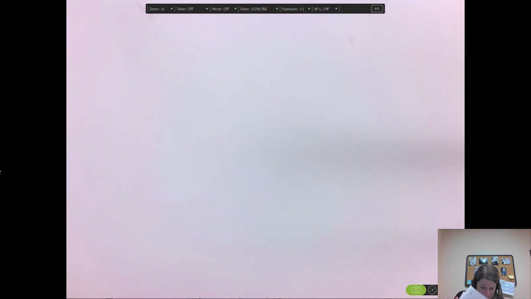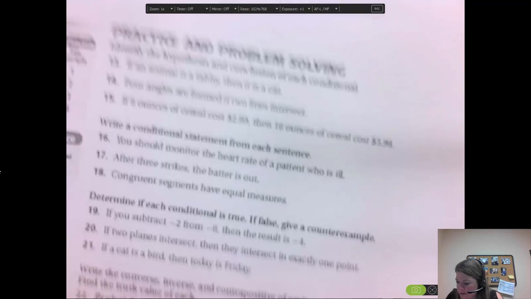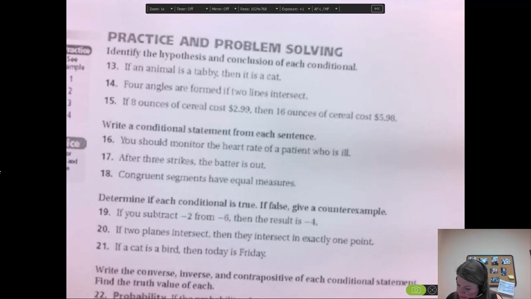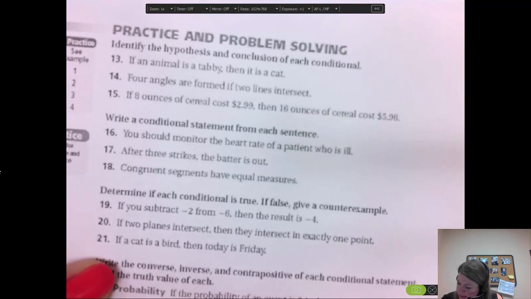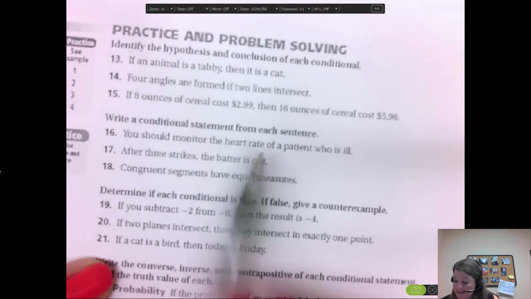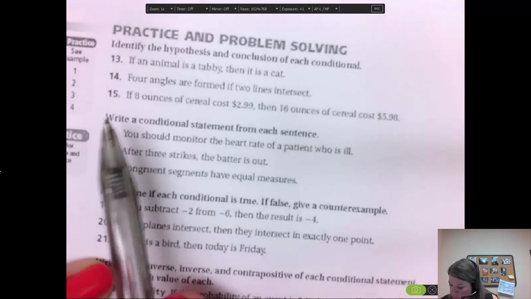Let me think of one other thing. I thought I wanted to maybe look at my notes real quick. I think I'll actually pull up your homework and walk you through that a little bit. So your homework is problems 13 through 21. You didn't have to do a ton of these because I think they're a lot of writing. So identify the hypothesis and the conclusion of each conditional. So just identify which one's the hypothesis, which one's the conclusion.